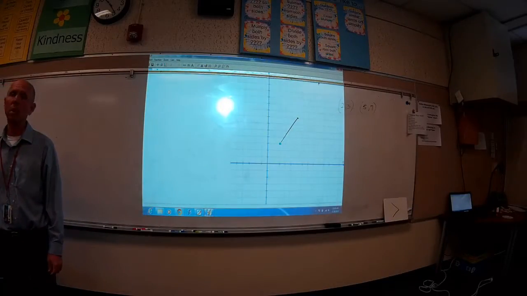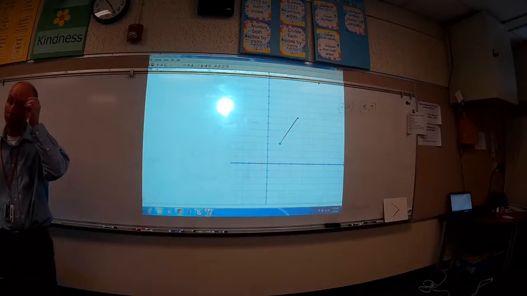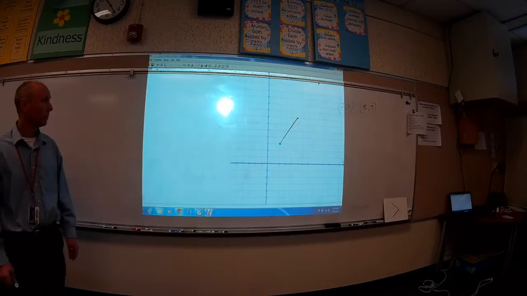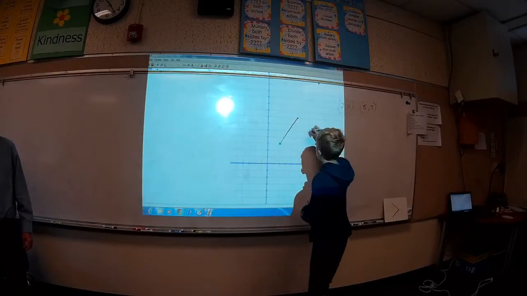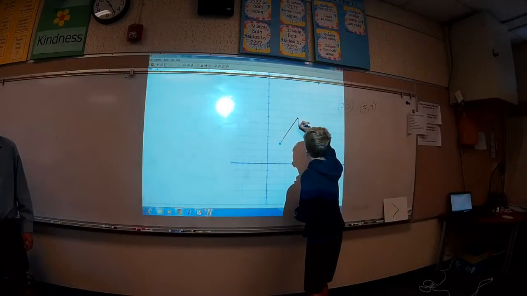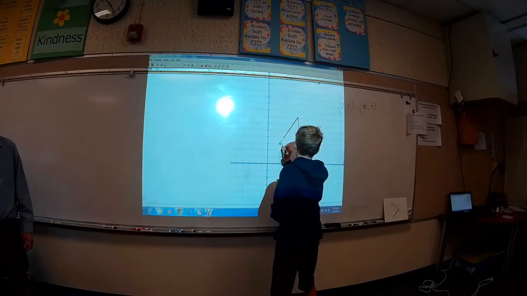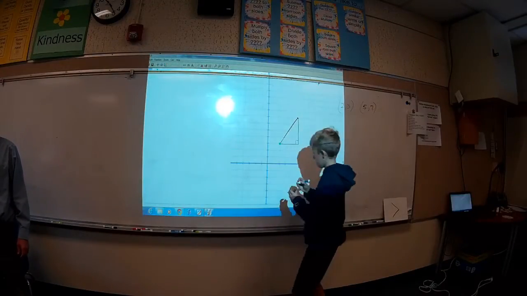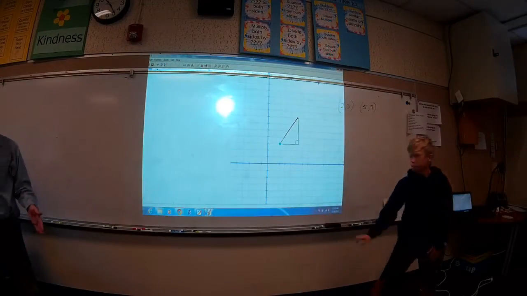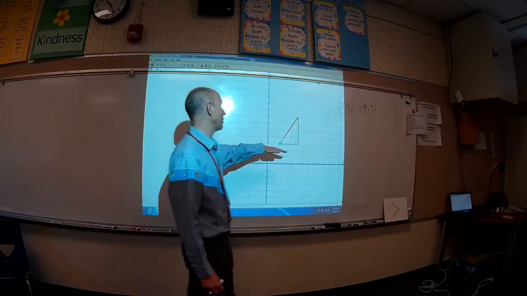Who would like to draw the triangle? Mark, get up here and draw the triangle. Count the length of the two legs and write it on your piece of graph paper. What is the length of that vertical leg? What is the length of that horizontal leg?